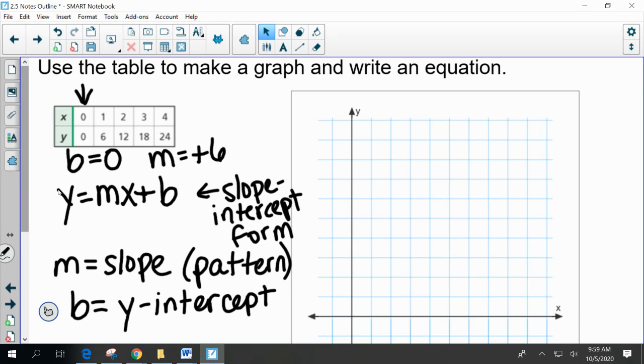So what we're going to do is plug this into that slope-intercept form. y equals mx plus b. So y equals, our m is positive 6, so I'm just going to put 6, and then x plus b, our b is 0. So plus 0. Okay, I really don't have to have that plus 0 because adding 0 doesn't change anything. So I can simplify this to just y equals 6x. Either of those equations would be right.